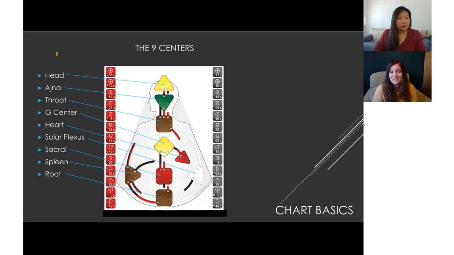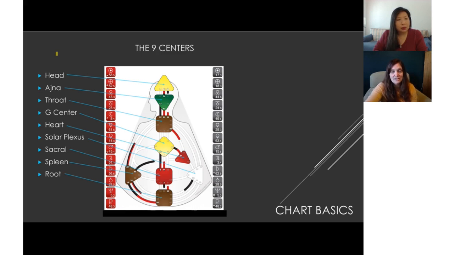And so, yes, you'll see some correlations here, and then there are two additional centers that you won't see in the chakra systems. So we have the head, and ajna is actually the Sanskrit word for third eye, so that does correspond with the chakras. And we have the throat. The G center is this yellow one here. This is one of the ones that we don't see in chakras. Then we have the heart, the solar plexus, the sacral center. The spleen is the other additional one, which is the brown one over here, and then the root.